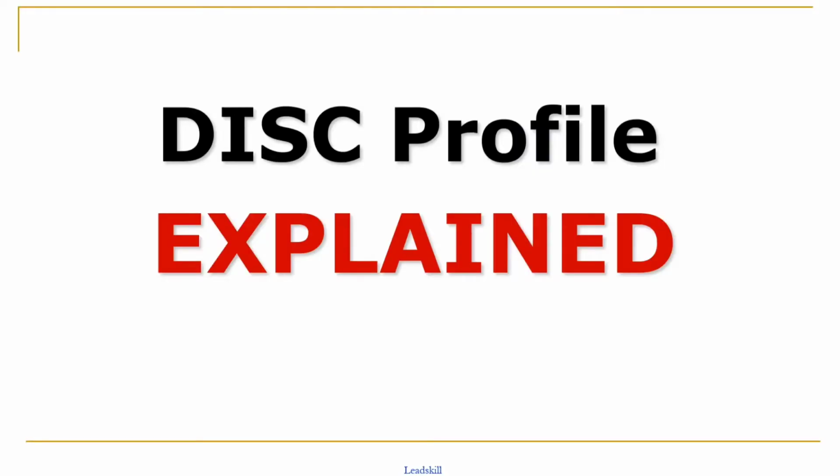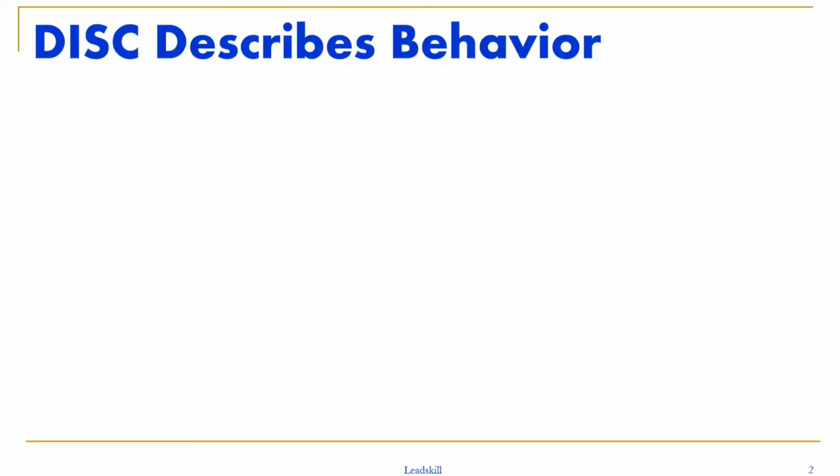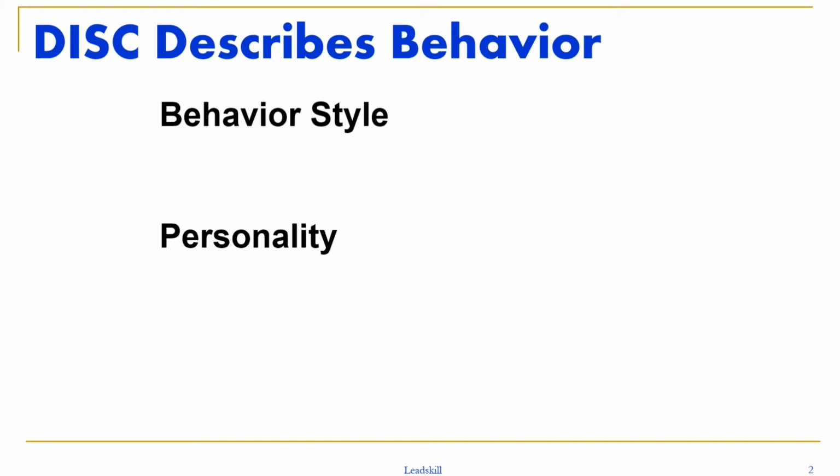Now, to understand the DISC profile, we need to realize that DISC describes behavior. And behavior can be broken down in a couple of different ways. But the most important contrast that we want to talk about is behavior style versus personality. Now, behavior style is how you do things. It's observable, relatively easy to read, external. Personality is much more complex and rich.